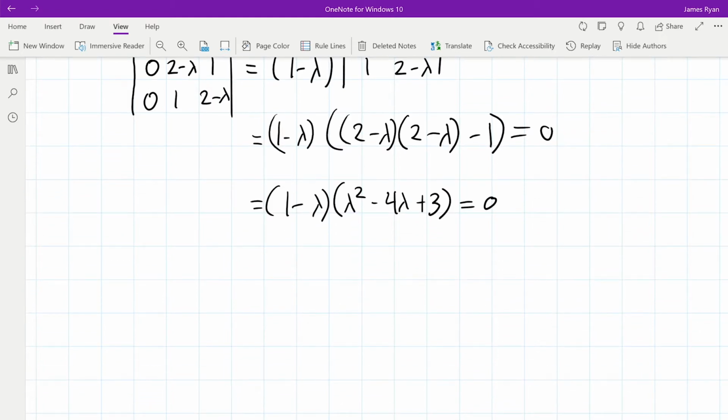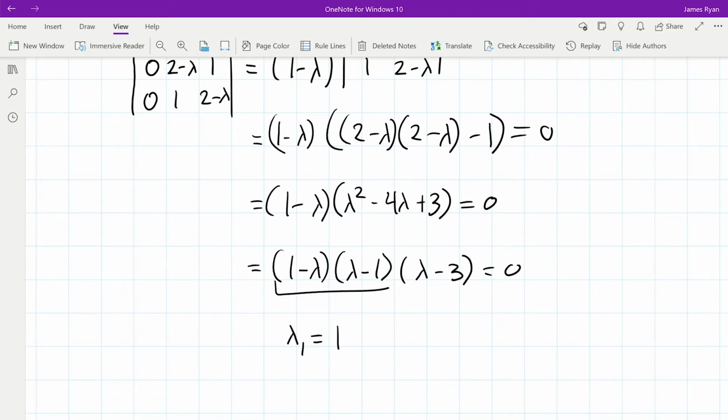Okay, and then we should be able to factor this. This is 1 minus lambda times, or rather, lambda minus 1 times lambda minus 1 times lambda minus 3 equals 0. And so we have one eigenvalue of multiplicity 2. So lambda 1 is 1, and we have that eigenvalue twice. And then we have another eigenvalue, lambda 2 is 3. So for this 3x3 matrix, we ended up with only 2 eigenvalues.